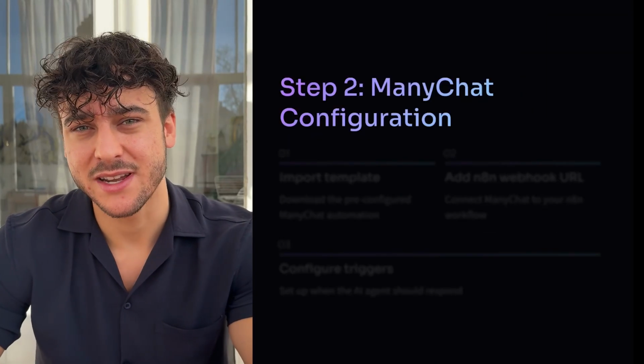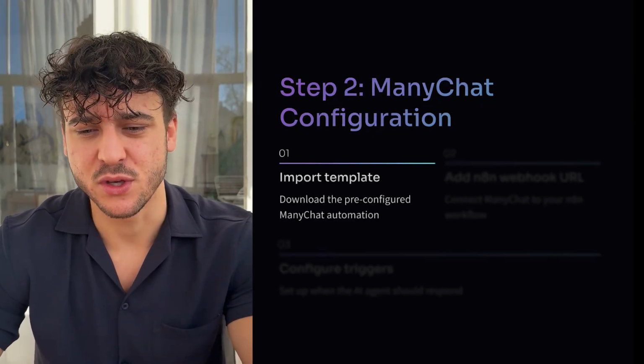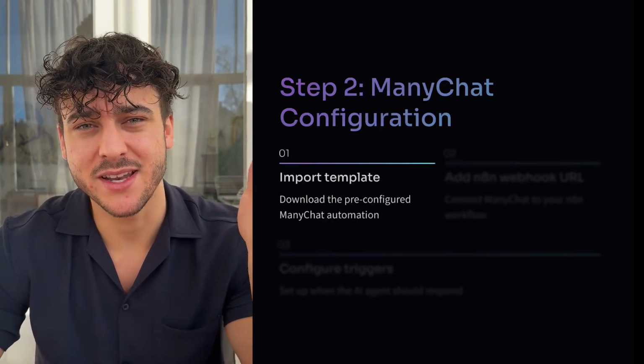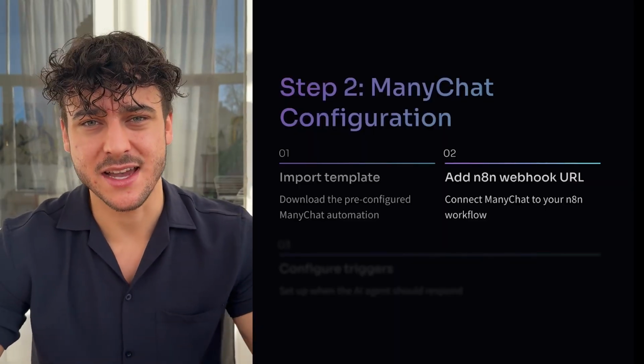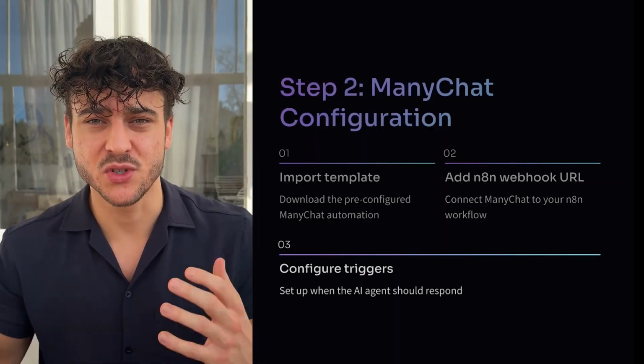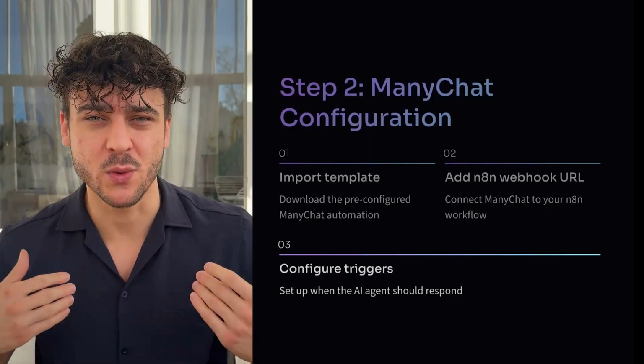After we've gone through that, we're going to have to configure ManyChat for the specific use case, which means we need to import the template into our ManyChat account. We need to add the webhook URL for the n8n flow, and then we need to configure the trigger so that ManyChat fires whenever we want it to fire.